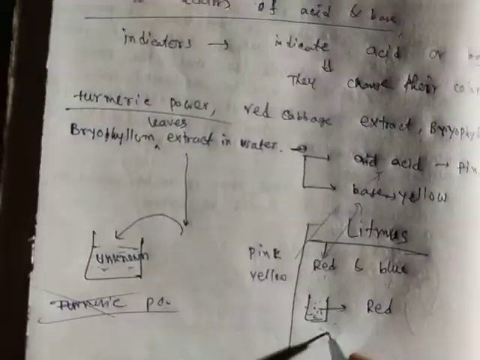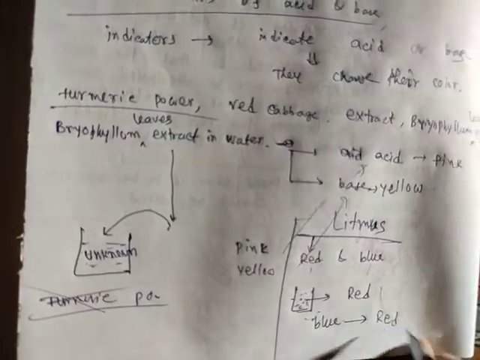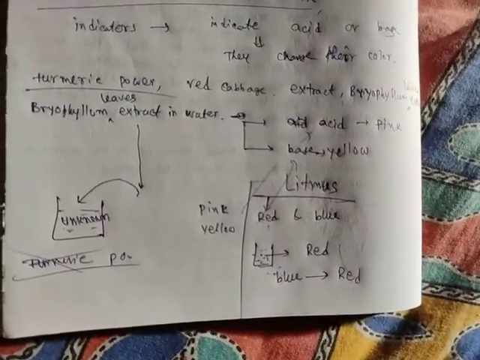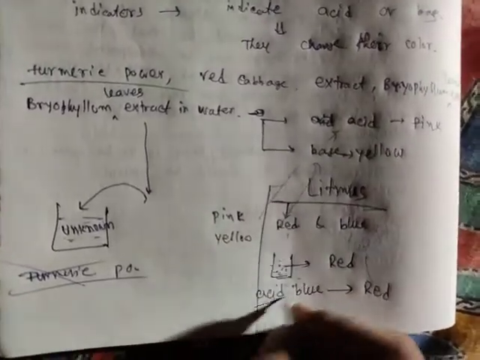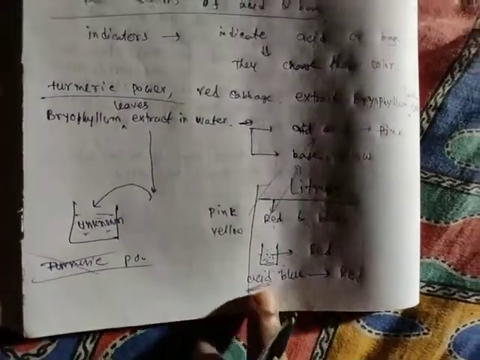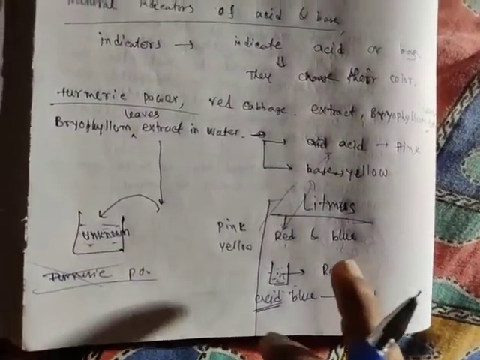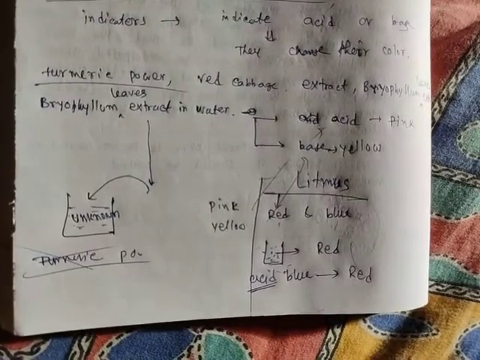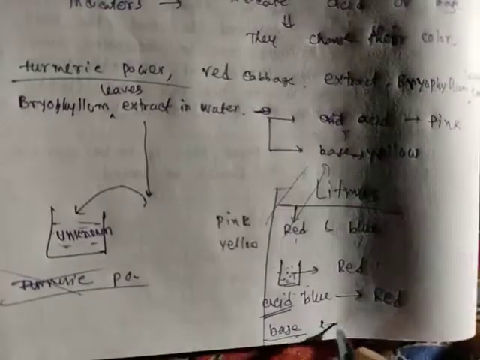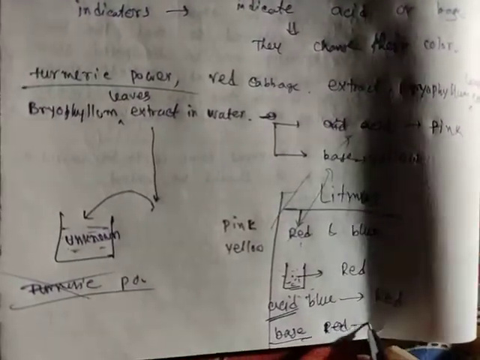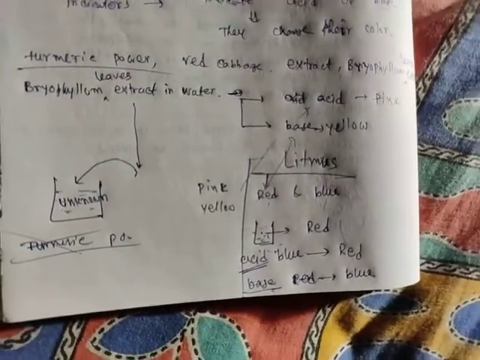If blue litmus changes into red, then you say it is acid. That means in the acid, blue litmus changes into red, but red litmus remains red. And for base, red litmus changes into blue, but blue litmus remains blue.